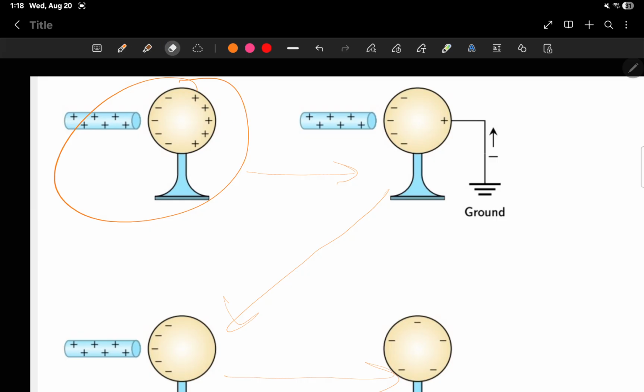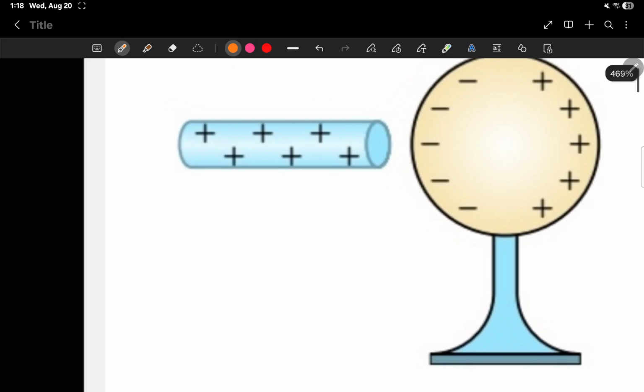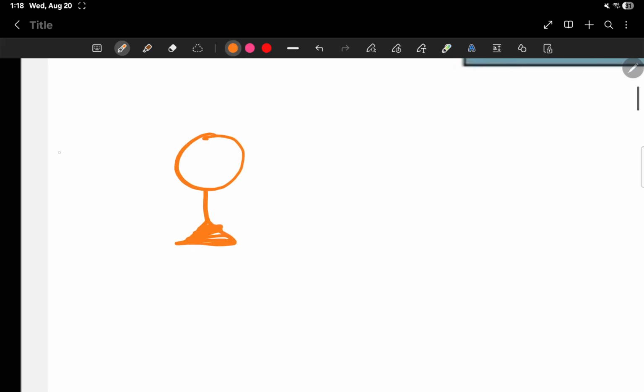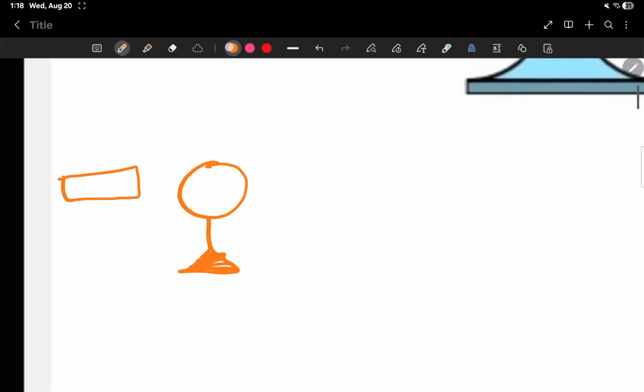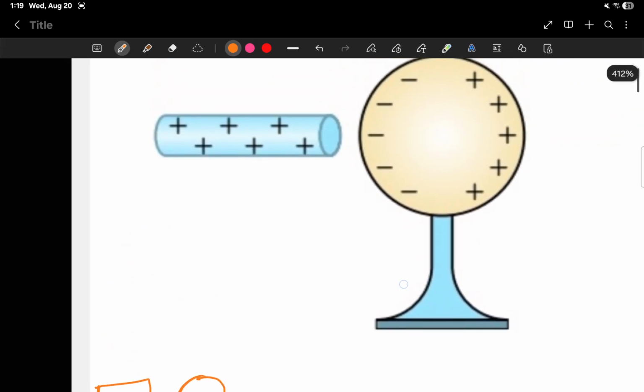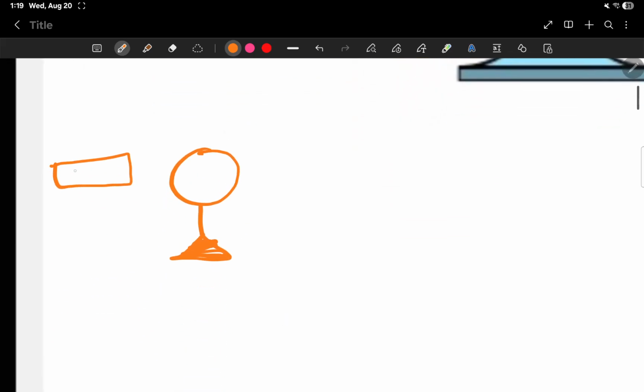So basically the story behind the sphere goes kind of like this. Before, the sphere was lonely and it was neutral, it was on its own. It was not charged at all. Then we brought in a glass rod, also known as an insulator. An insulator is a material that does not allow electrons to flow freely. So we brought in a positively charged rod.